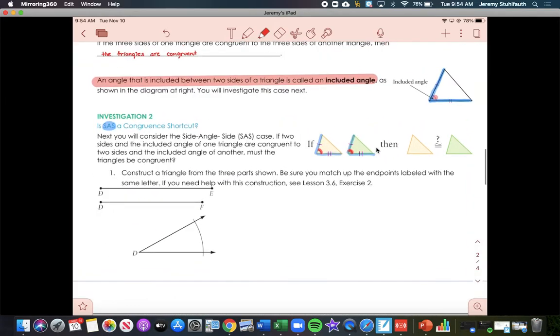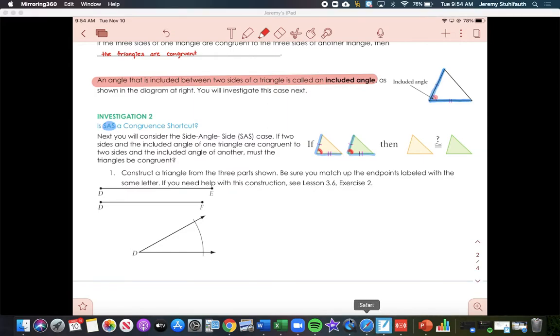So we're going to jump over to a smartboard and take a look at this question. Again, what we're trying to say is, if we have this, can we say the two triangles are congruent? So jumping over to the smartboard.